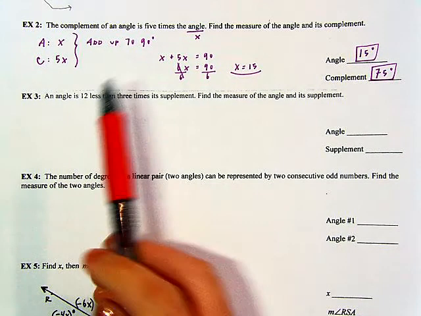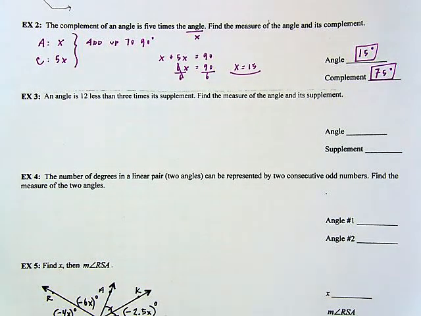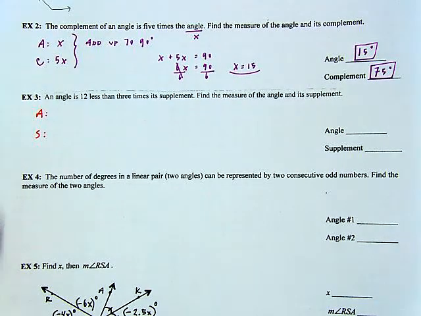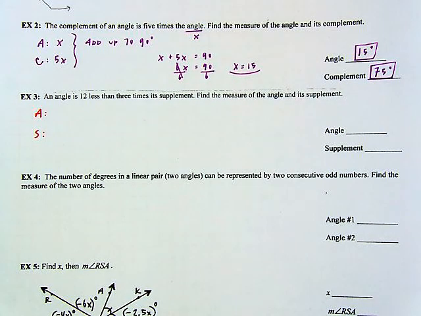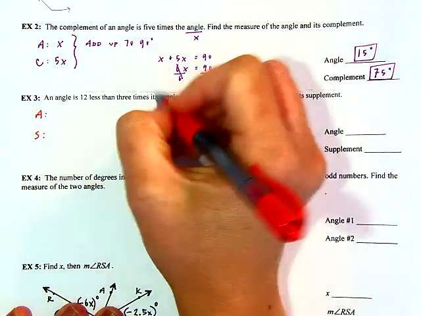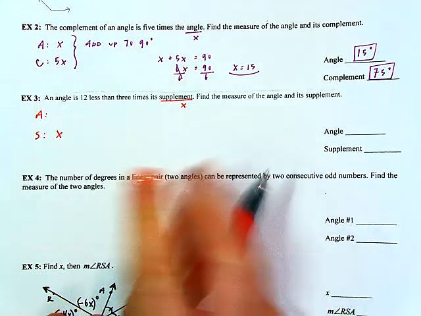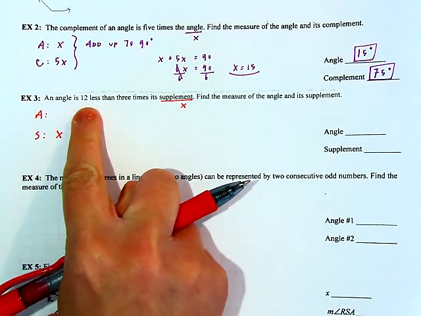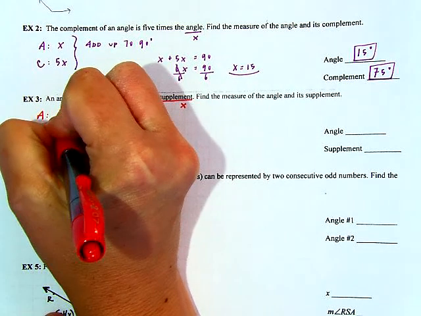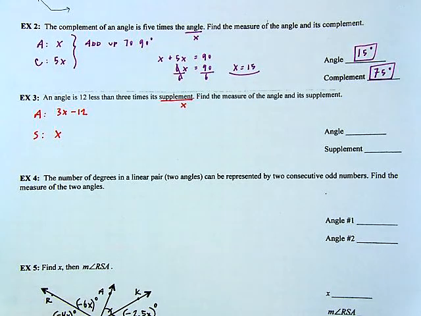So here, an angle is 12 less than 3 times its supplement. We're talking about an angle and its supplement this time, and we want to find both measures. So the supplement is my x, and my angle is 12 less. I'm going to take 12 away from 3 times, 3x. So I've defined it as 3x minus 12.